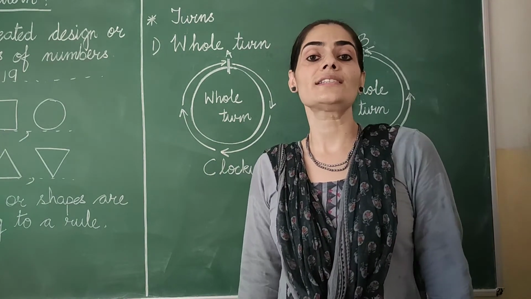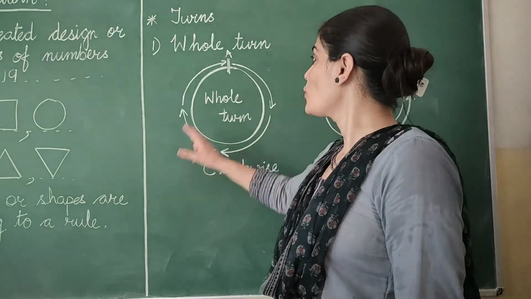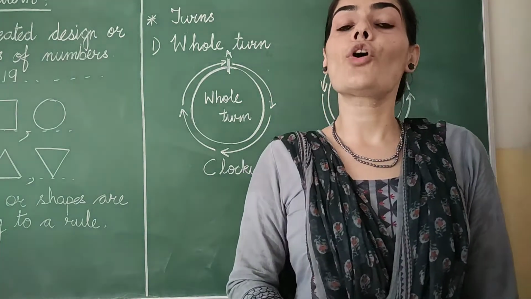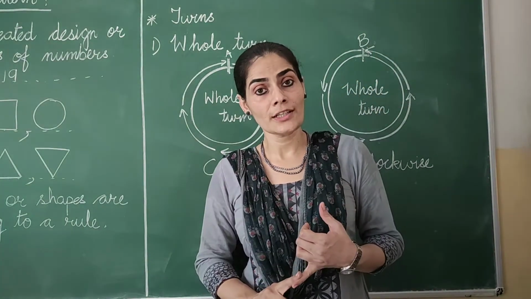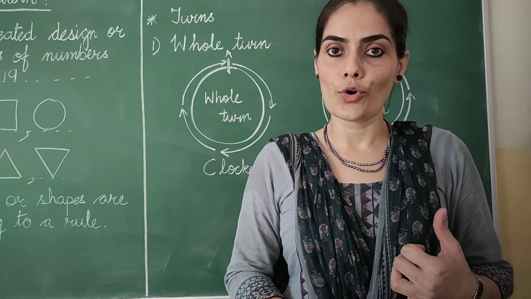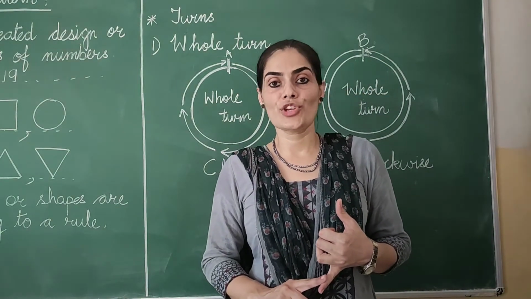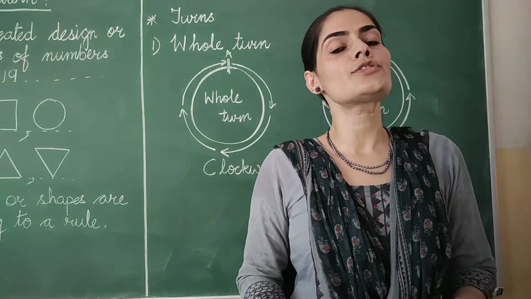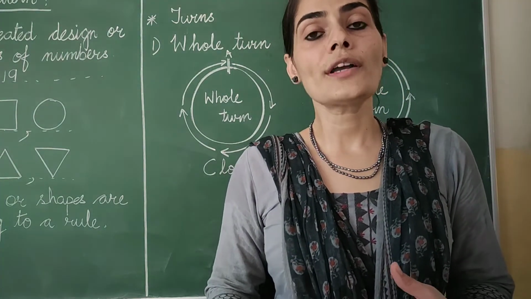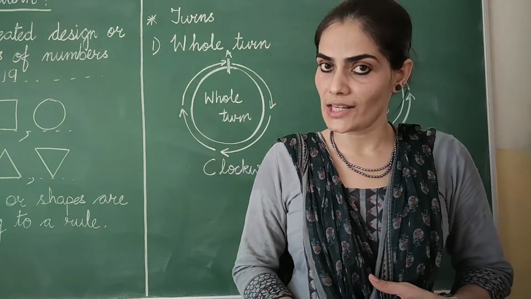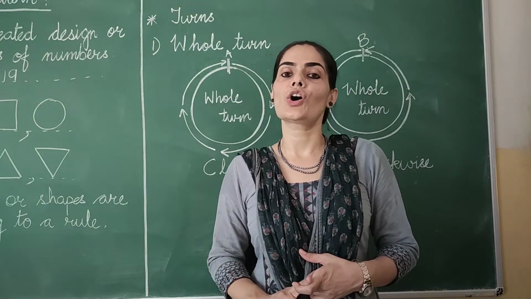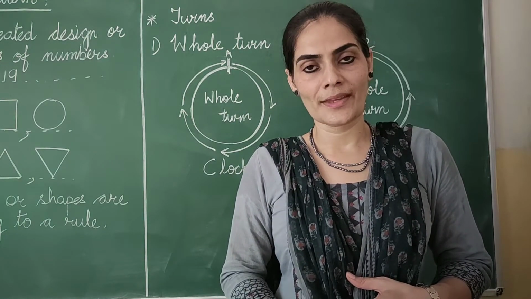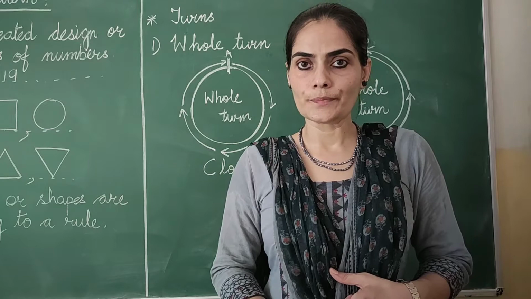So the first turn that you will learn about is whole turn. Now what is whole turn? Whole turn is also called full turn or complete turn. When an object turns in such a way that it comes back to its original position or it again points in the same direction, we say that the object has taken one whole turn. Is it clear to everybody?